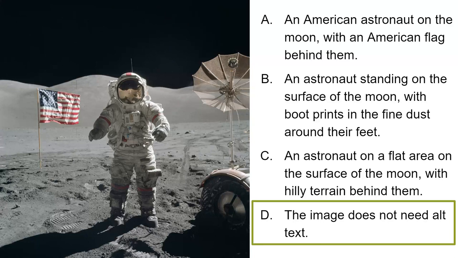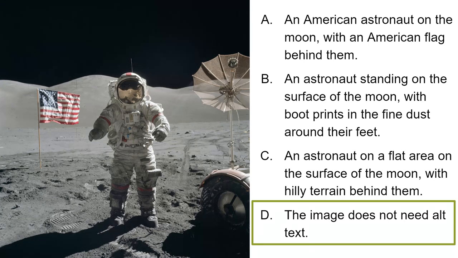This might be because the image is purely a decoration, or it might be because the content of the image, the information provided in it, is fully described by the text. In either of these cases, one can mark the image as decorative or as an artifact or put double quotes as the alt text. In any of these cases, a screen reader would ignore the image entirely.